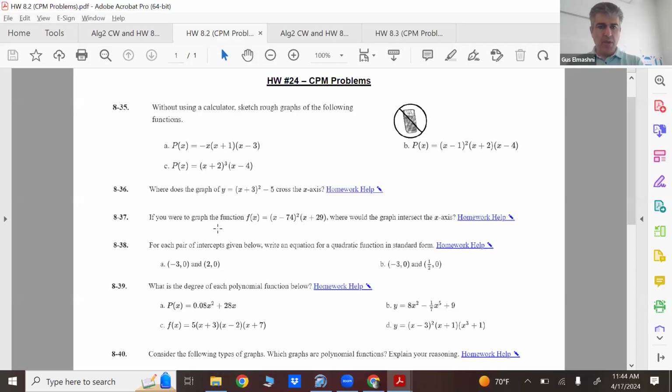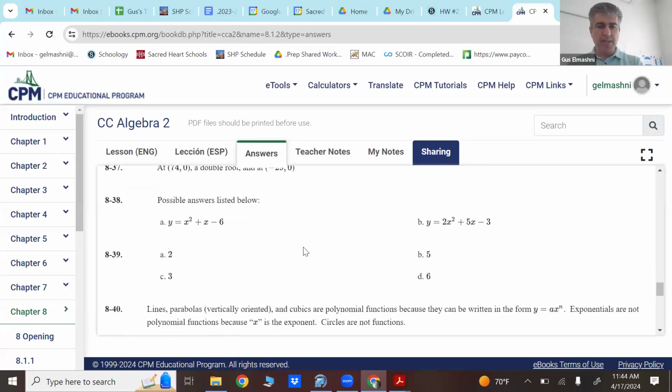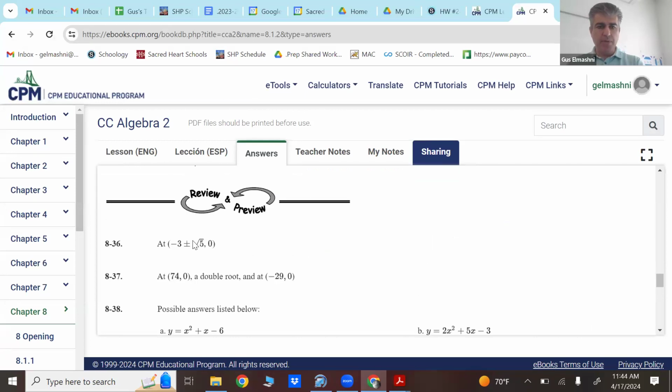For 36, where's that cross the x-axis? Plug in 0 for y and solve for x. Not that hard. It's going to be a radical. I think it's -3 plus or minus √5, if I'm not mistaken. Yeah, -3 plus or minus √5.